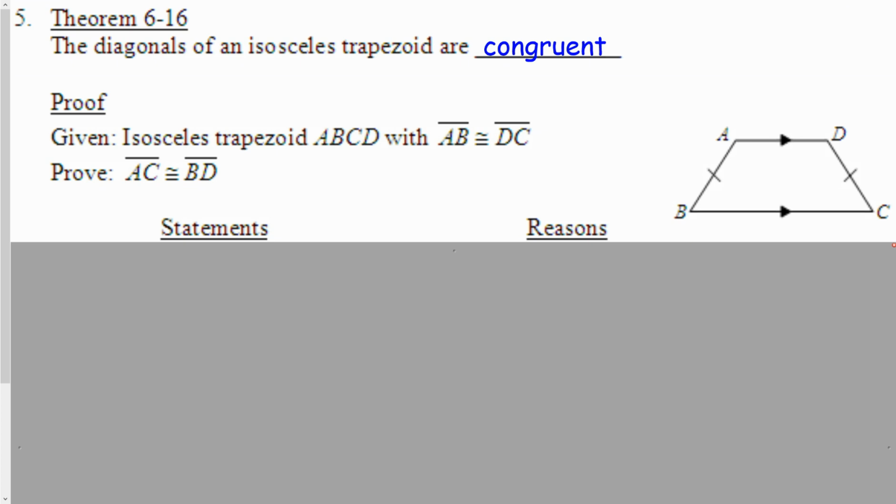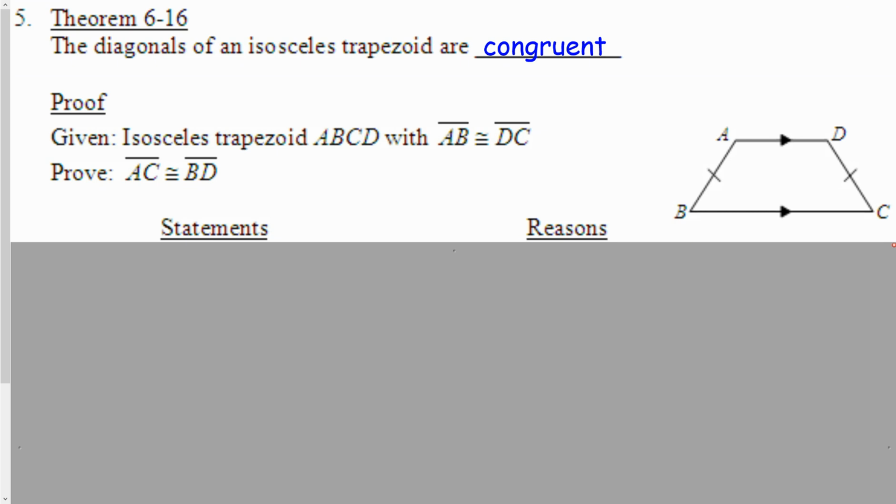The next property of isosceles trapezoids is that the diagonals are congruent to each other. So this is a property that it has in common with rectangles. But now let's prove that this theorem is actually true. So here we have our isosceles trapezoid ABCD.